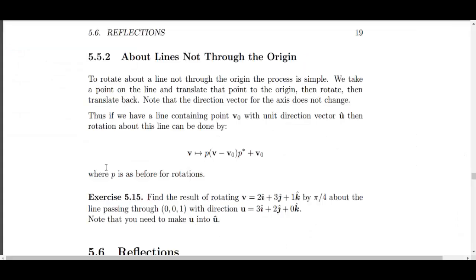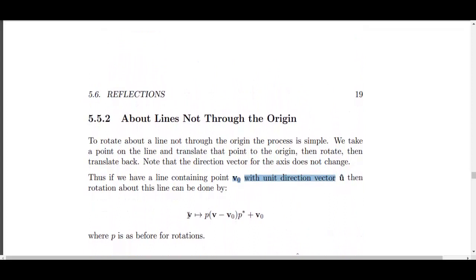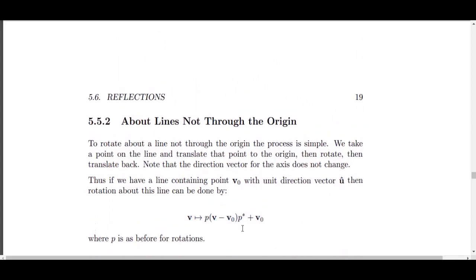Rotation about lines not through the origin. Okay. To rotate about a line not through the origin, the process is simple. We take a point on the line, any point on the line, and translate that point to the origin, then rotate, then translate back. And note that the direction vector for the axis doesn't change. Thus, if we have a line containing point b naught with unit direction vector u, then rotation about this line can be done by this expression. We subtract b naught from b, and then we multiply this quantity by p and p conjugate, and then we add b naught. And remember that p is defined as before for rotations, and remember that p is a unit quaternion.